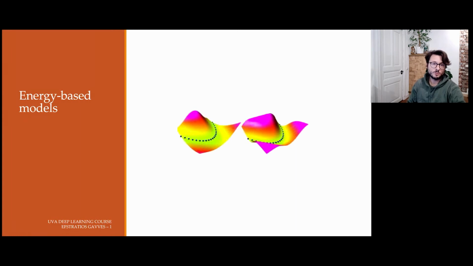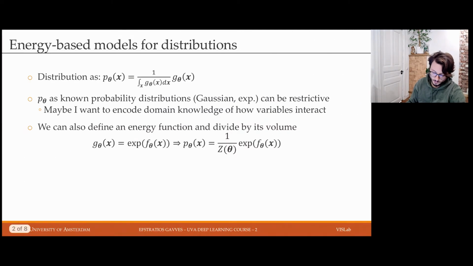Hi, now let's move on to energy-based functions for generative modeling. So we saw in the previous sub-lecture that we can define our functions so that we model distributions, and we can do that by having a parametric function g controlled by the parameter theta and divide by the volume of that function.